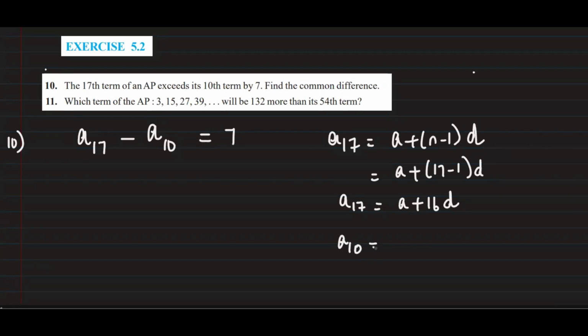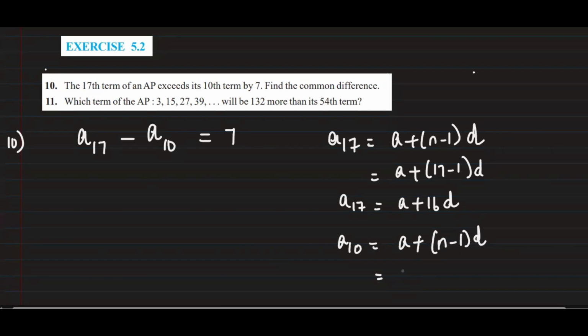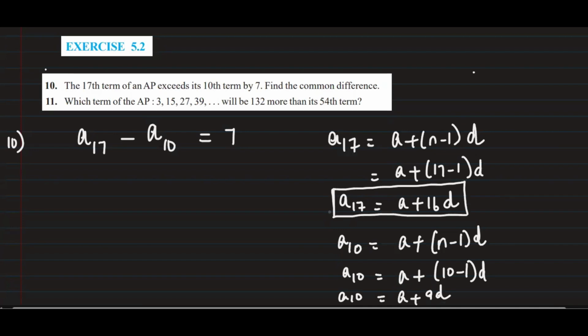Similarly, what is A10? A10 is equal to a plus n minus 1 into d. So a plus 10 minus 1 into d, which is nothing but a plus 9d. So A17, we've got the value as a plus 16d, and for A10, it is a plus 9d.